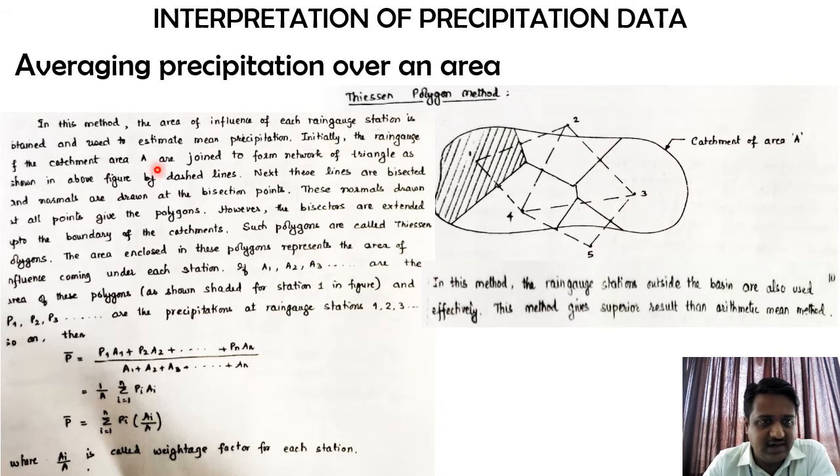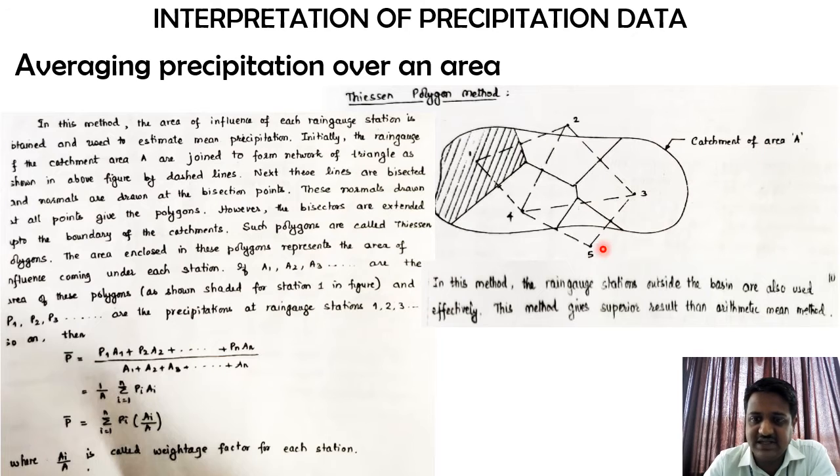Initially, the rain gauges of the catchment area A are joined to form a network of triangles as shown in the figure. These dotted lines connect the first rain gauge station, second, third, fourth and fifth. Inside this catchment area, we have only 3 rain gauge stations, that is rain gauge number 1, 3 and 4, whereas rain gauge stations 2 and 5 are outside this catchment area A.